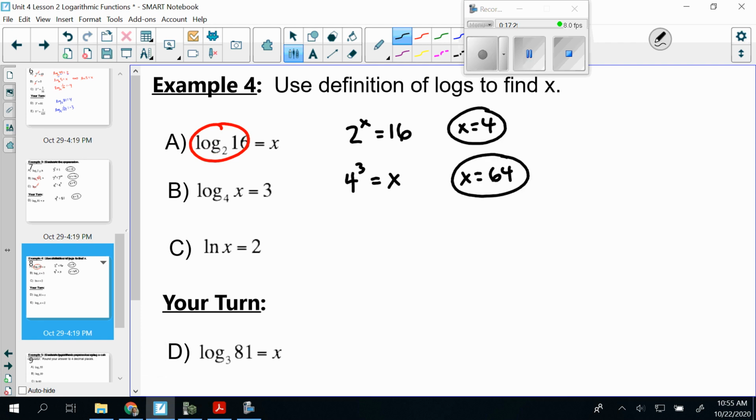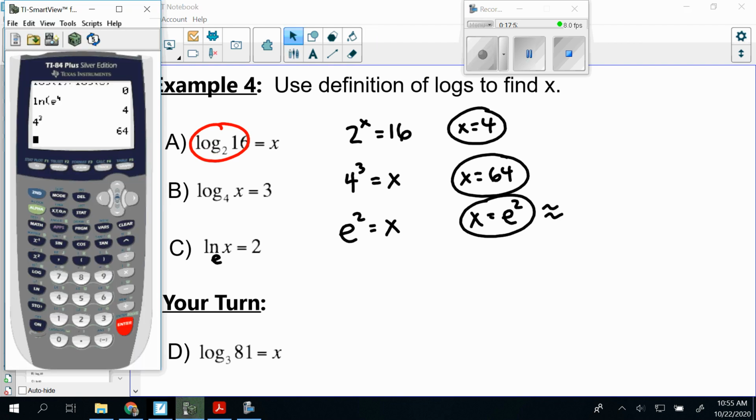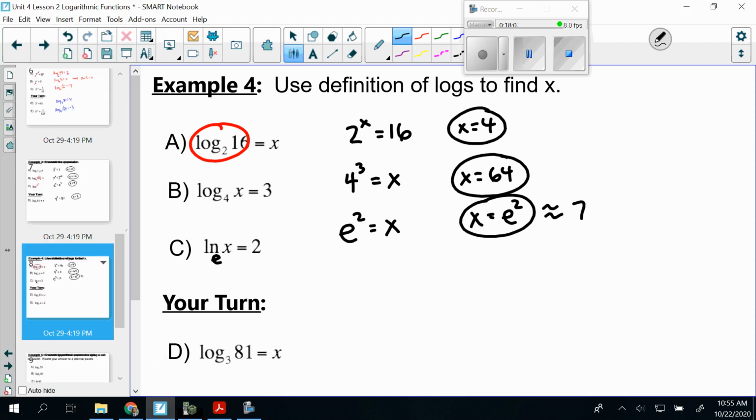The next one, natural log of what equals 2. This is one you do, again, need to change to exponential form. Remember, your base number here is e if it's natural log. So this would change into e squared equals x. And so if you wanted it as an exact answer, it would be that x equals e squared, or if they wanted the approximate answer, you could go in your calculator and do that. Remember, e is right above the natural log button, so e squared is approximately equal to 7.389.